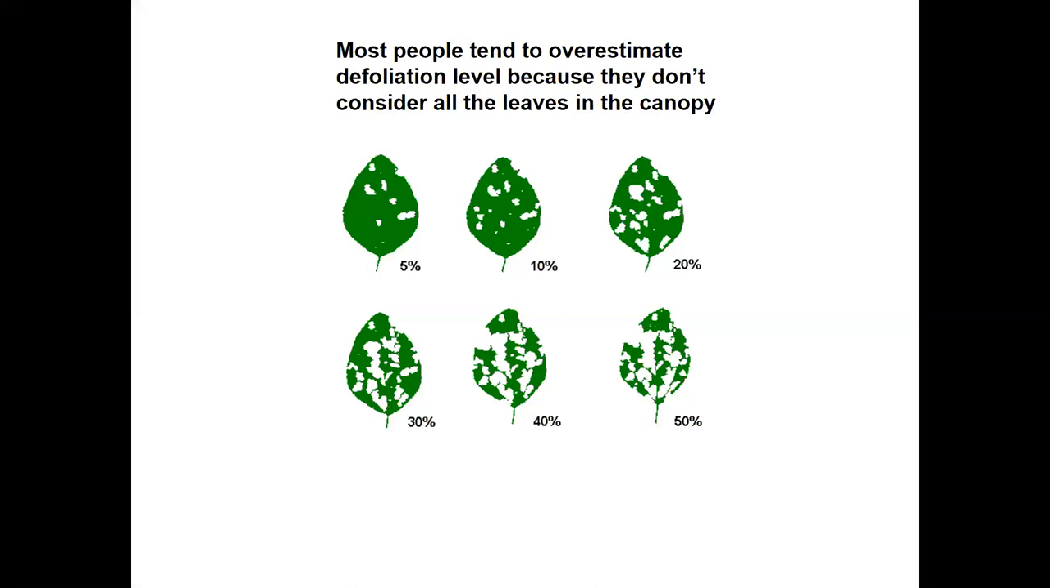You need to make sure before you go out into the field that you calibrate your mind to be able to recognize a 20% defoliation level. This slide here shows different defoliation levels, and you can see that 20% defoliation, to me, looks like a heavier level of defoliation than 20%.